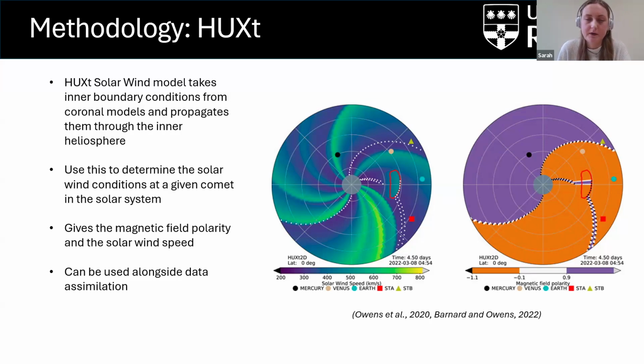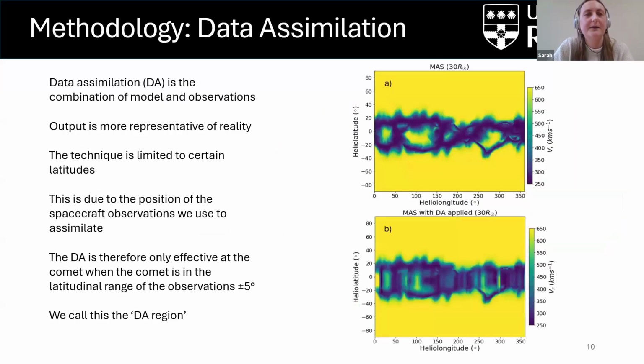But the most beneficial thing about HUXt is that it's really computationally efficient, which means that you can use it alongside a technique we call data assimilation. Data assimilation is when you combine observations taken from a spacecraft, and you input these into the model to update your initial conditions, and this will provide a better estimate of reality of your model.